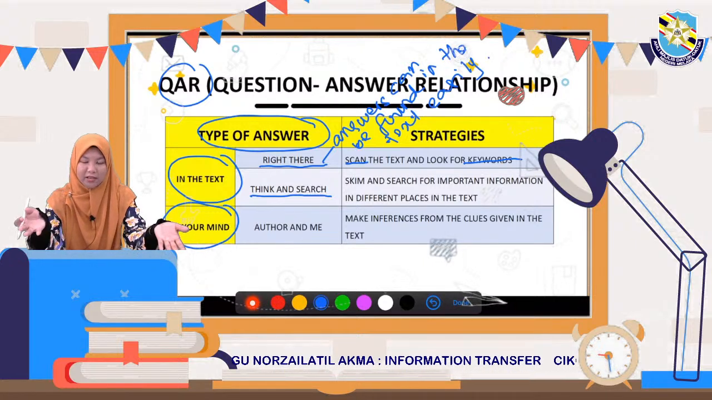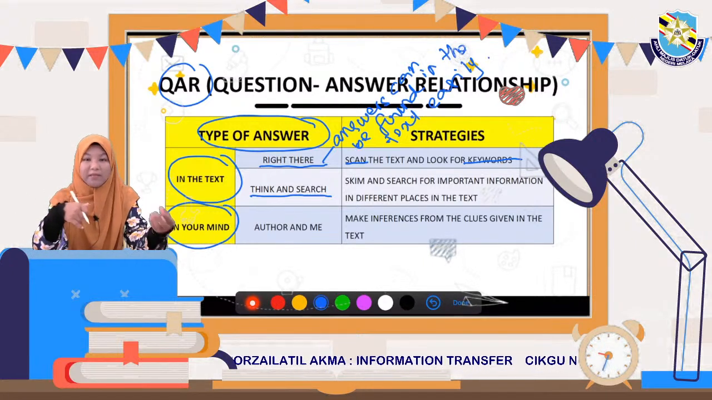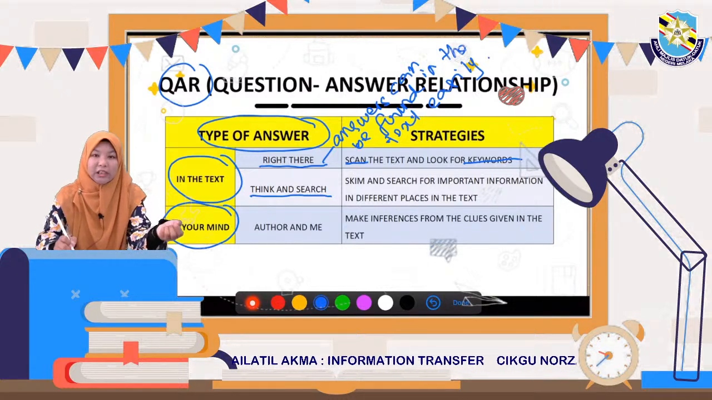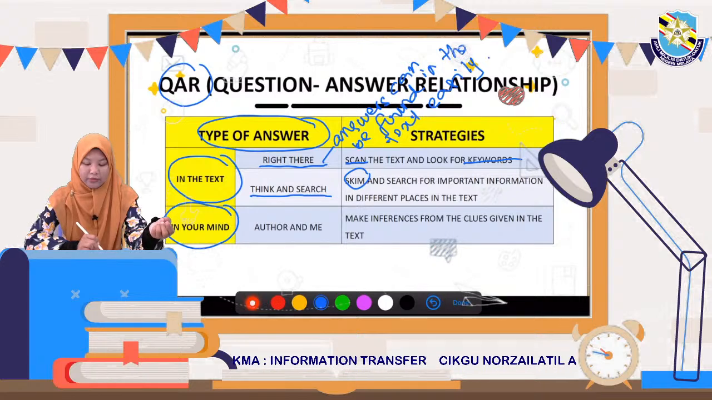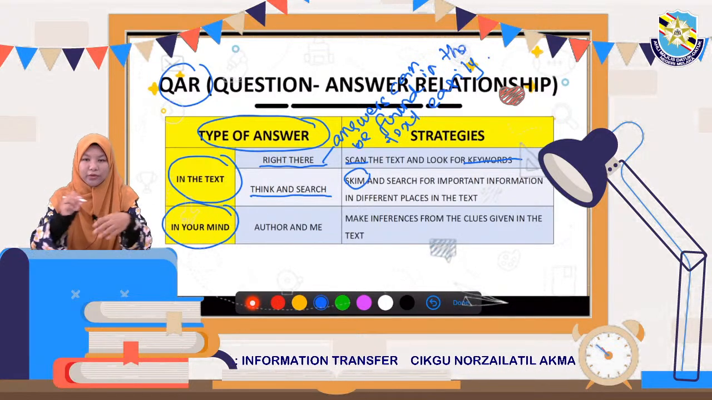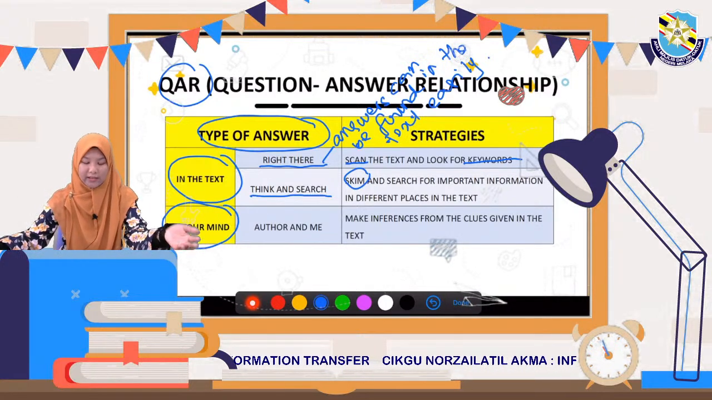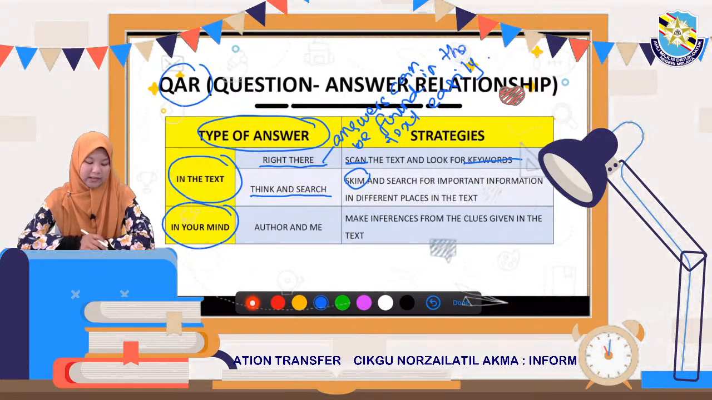You know the answer, but where is it? You need to do some searching. Here we use the strategy of skimming. You use skimming and you need to look at different parts of the text.